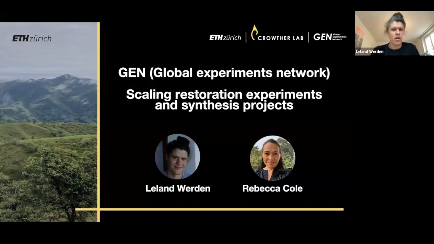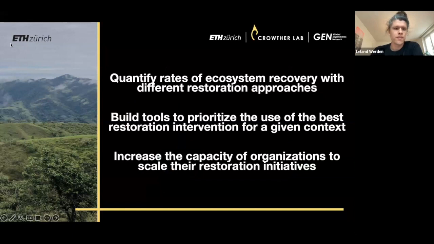So what my colleague Rebecca Cole and I have done is built on this incredible database that Restore has created and created what we call the Global Experiments Network, or GEN. And what we're doing is helping to work with some of these projects that are on Restore to scale restoration experiments and synthesis projects so that we can create these recipes of best practices for doing restoration and conservation around the world.